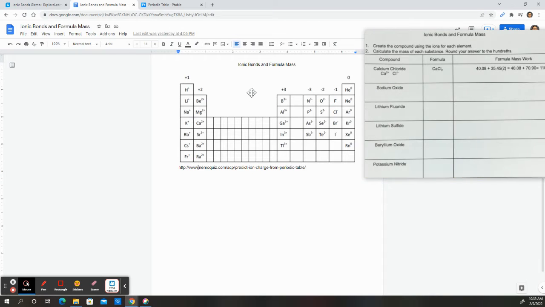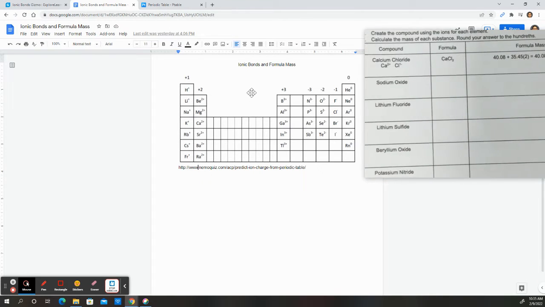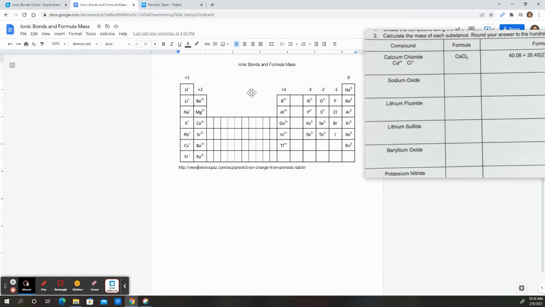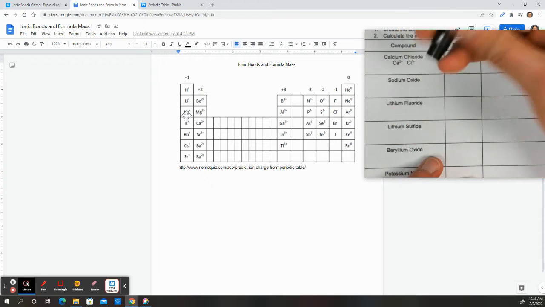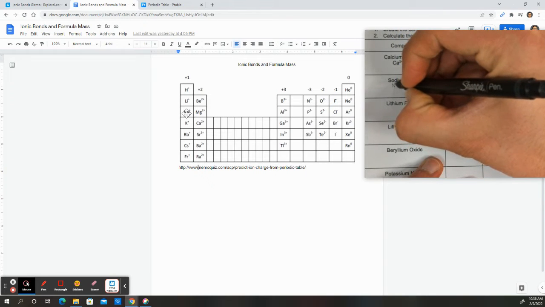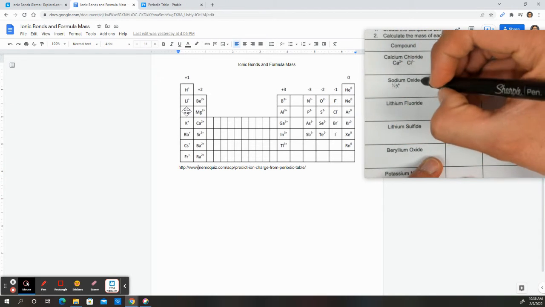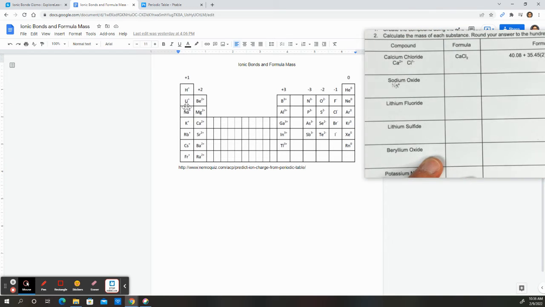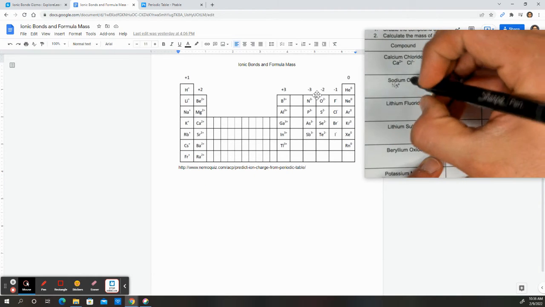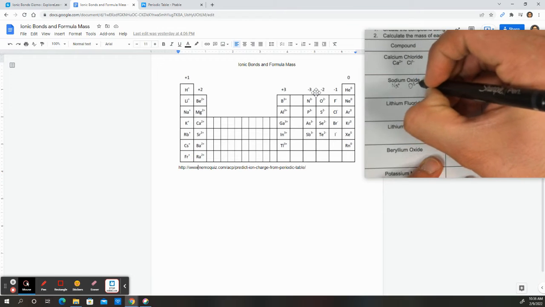So for sodium oxide, let me zoom in. So for sodium oxide, all right, notice sodium is here and it has a positive 1. So I'm going to put Na+. Oxide, meaning that it is an ion, specifically an anion, a nonmetal that has already accepted electrons. It has a charge of 2 minus. So I'm going to put O2-.